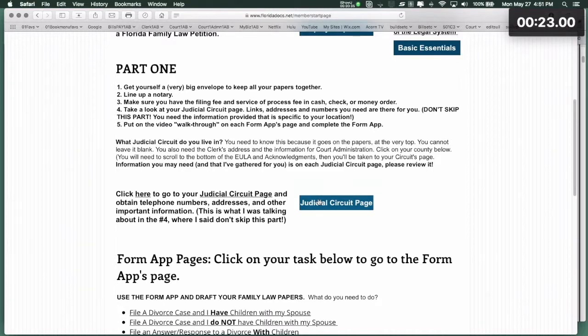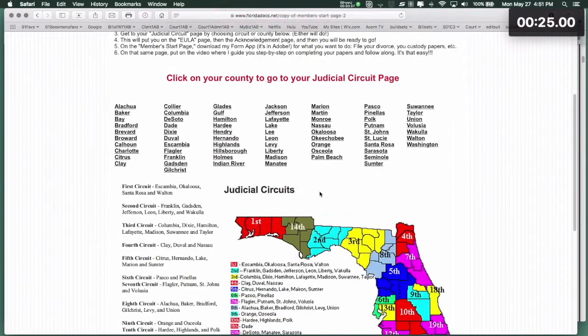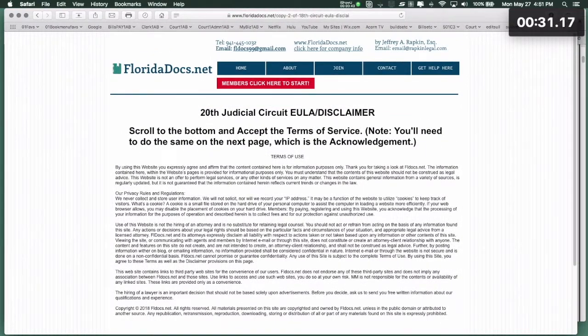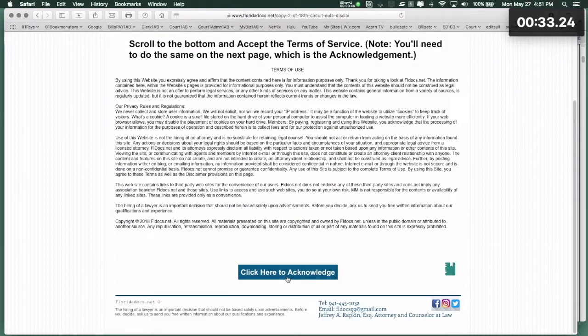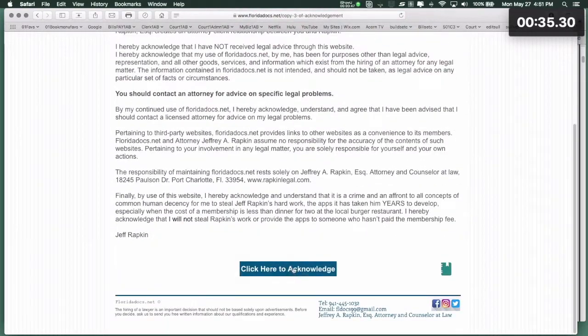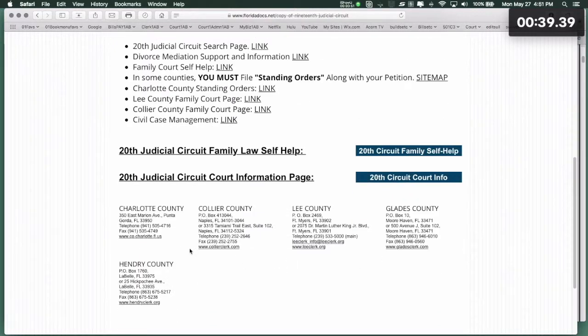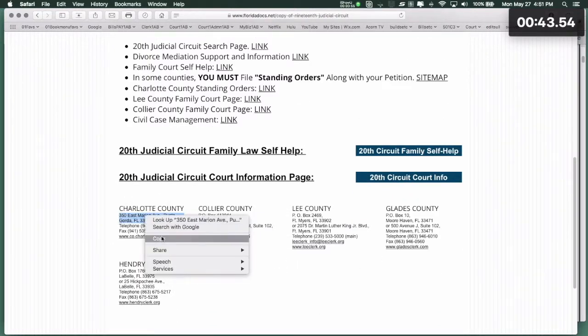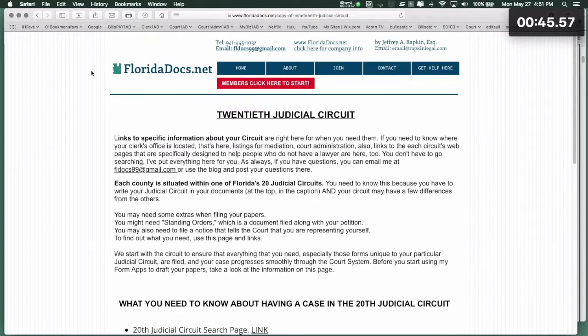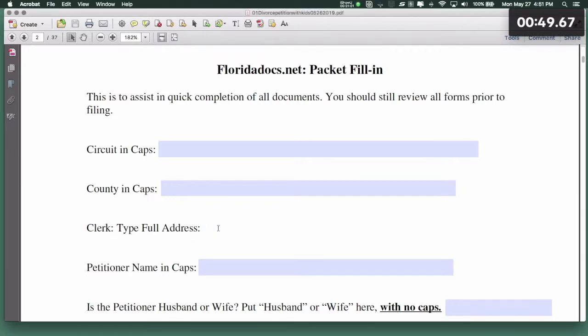Judicial circuit page. Alright, let's say I live in Charlotte County, so I'll click on Charlotte County. Alright, so now I know it's the 20th Circuit. I'm going to make the acknowledgement here. Alright, so I need to know the clerk's office address, so this is where I'll get it. Copy. That's a right click, by the way. And let's put that in here so we don't lose it.